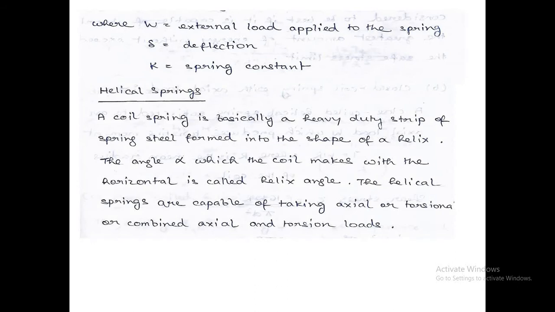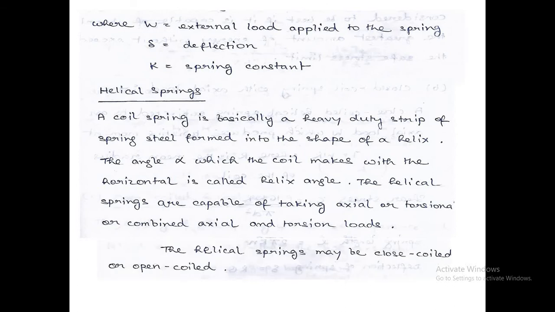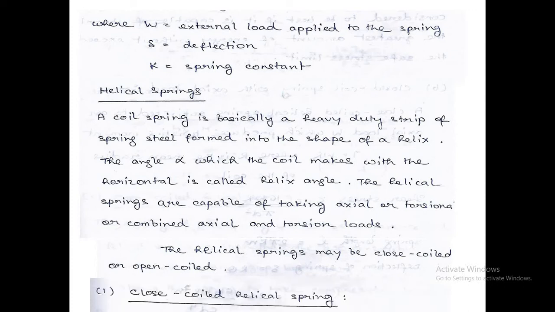Next, we move on to helical springs. A coil spring is basically a heavy duty strip of spring steel formed into the shape of a helix. The angle alpha which the coil makes with the horizontal is called the helix angle. The helical springs are capable of taking axial or torsional or combined axial and torsional loads. The helical springs may be closed coil or open coil. Number one, we move on to the closed coil helical spring.